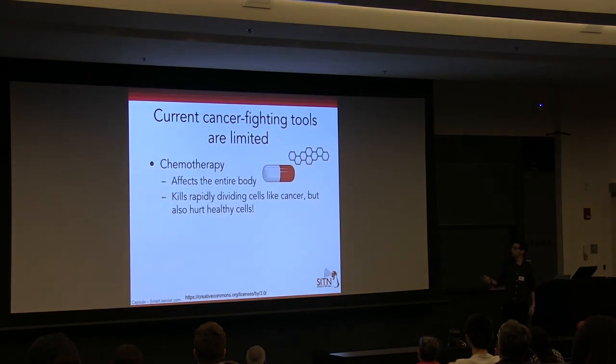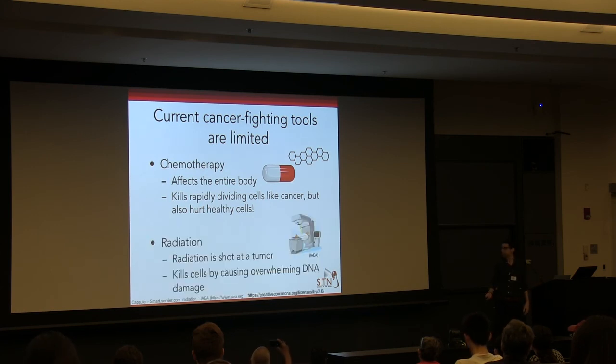So our current cancer-fighting tools are relatively limited. We have chemotherapy, which was pioneered in the 50s and 60s. Now, this is basically a drug. You give a patient a drug. The drug will be distributed around the body, and it will kill rapidly dividing cells. So cells that are dividing fast will die in general. So this will kill the cancer, but it will also hurt friendly cells, like your good cells, and it gives a lot of side effects.